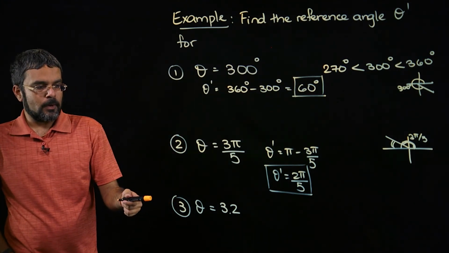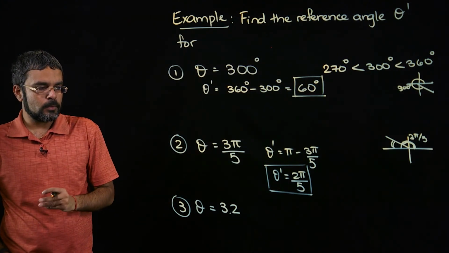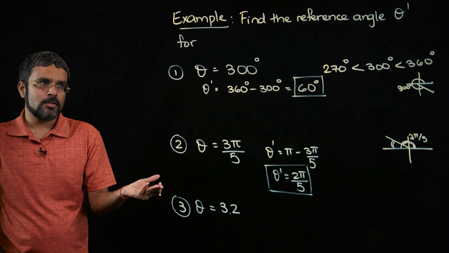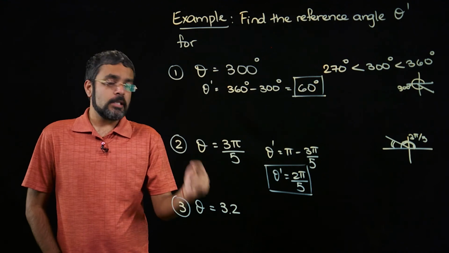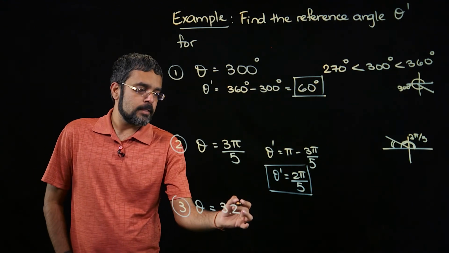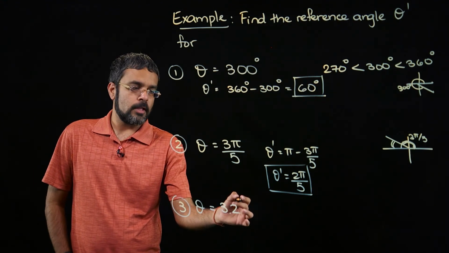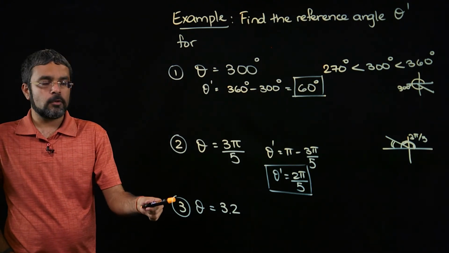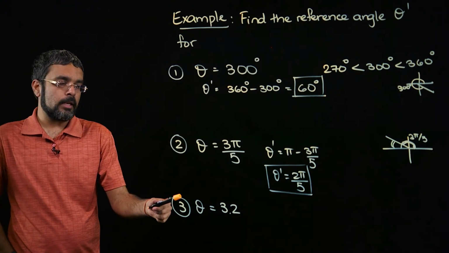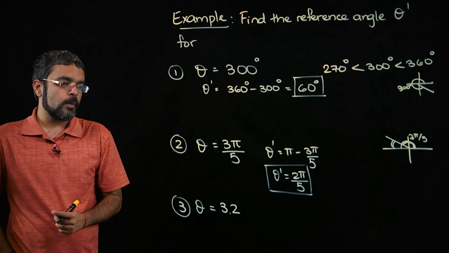Let's look at the last one now. So we have theta equals 3.2. So the question is, is that radians or is that degrees? Well, it is radians. If it were degrees, I would have put a small degree symbol over here, a small circle up here. Since I did not put that, you have to assume here that theta is in radians. So it's 3.2 radians.